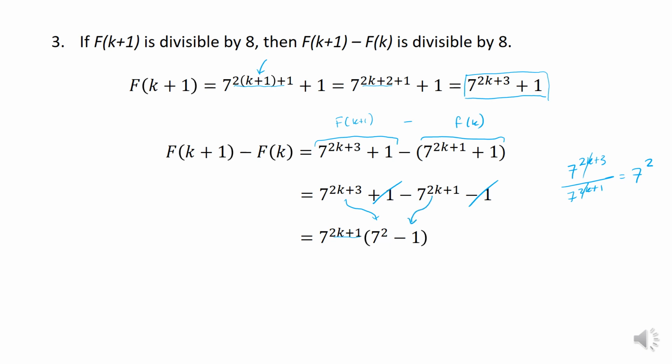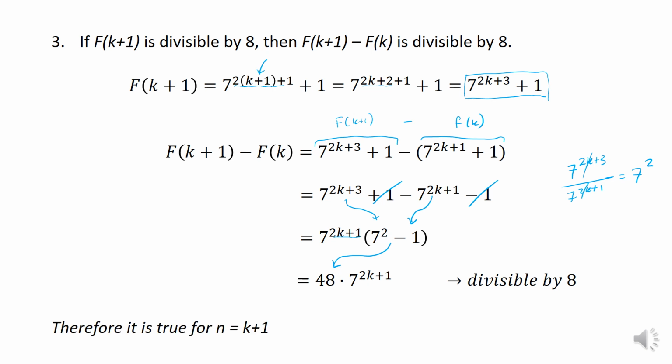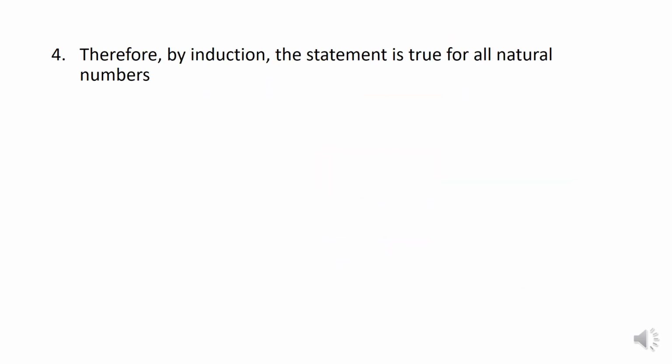And when you work out that bracket, you get 49 minus 1. So 49 minus 1 will give you 48. And of course, 48 is divisible by 8. It's equal to 6 times 8. And so what you've shown there is that the statement is true for n equals k plus 1, or for the k plus 1 term, it's divisible by 8. Then your final statement: therefore, by induction, the statement is true for all the natural numbers.